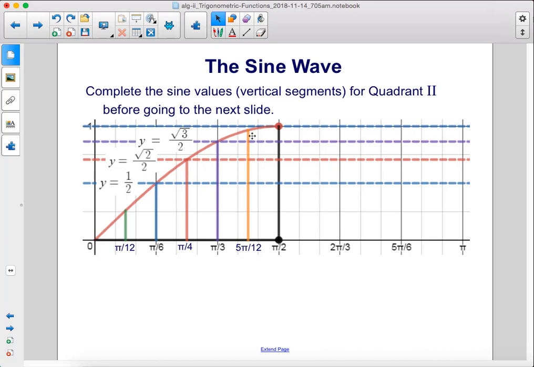Complete the sine values, the vertical segments, for quadrant 2 before going to the next slide.